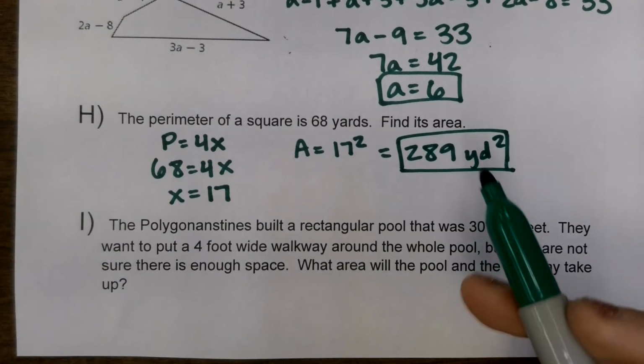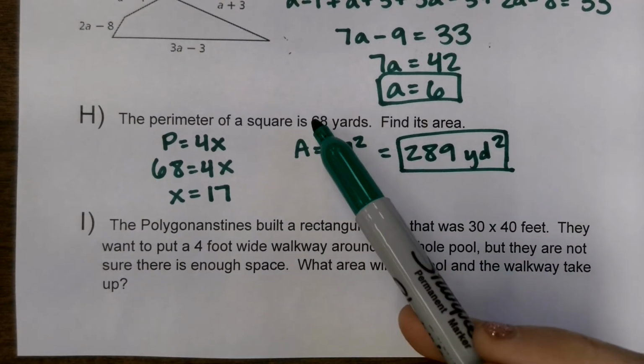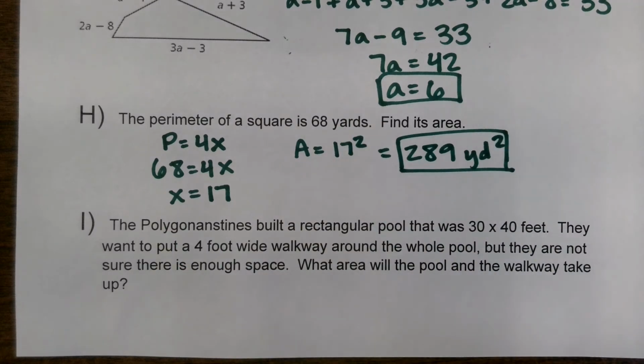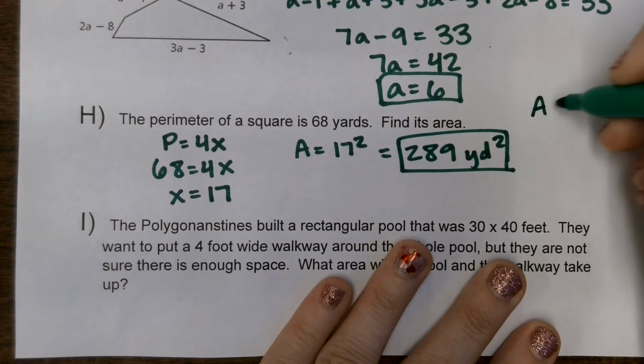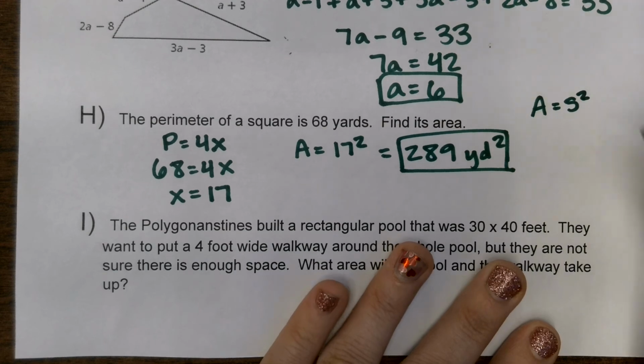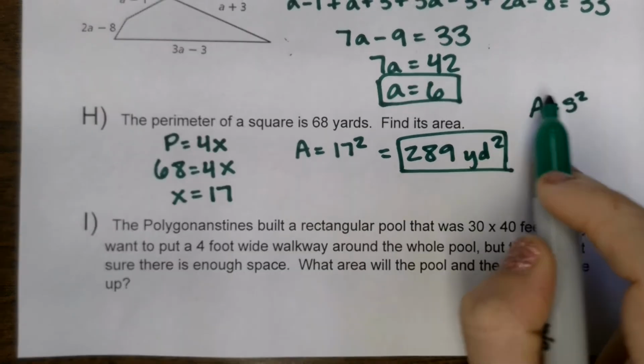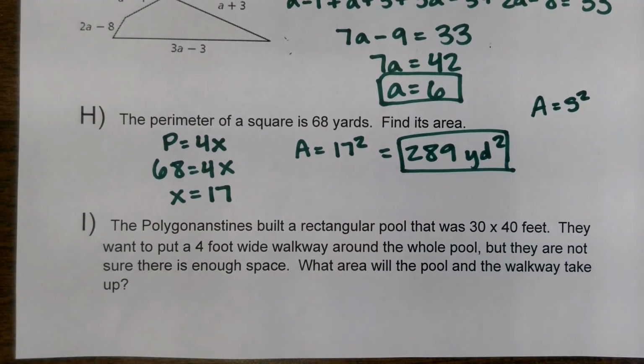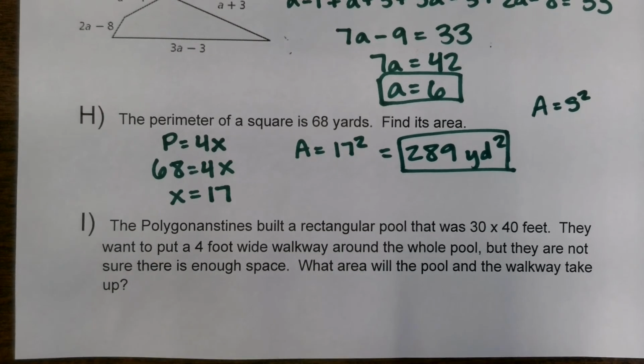If we were going back the other direction, so if it gave me the area and I was looking for the perimeter, remember that area is your side squared. So once you set it equal to that area, you would have to take the square root of both sides to get a side.